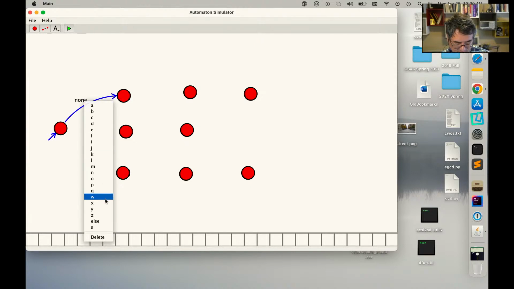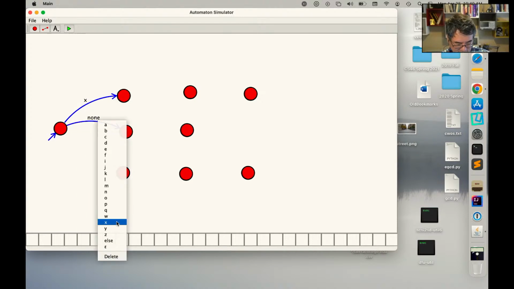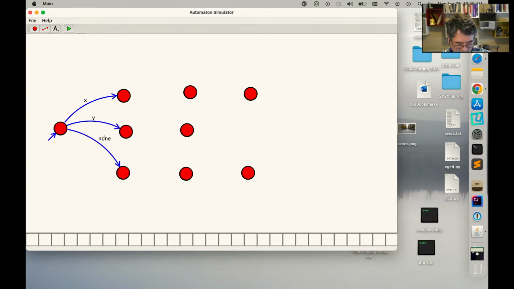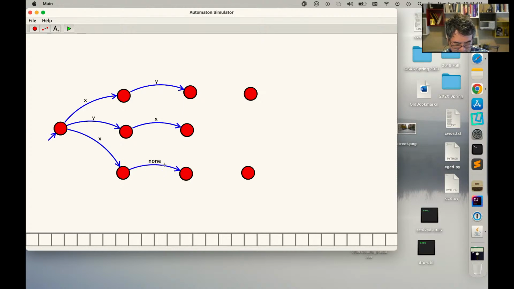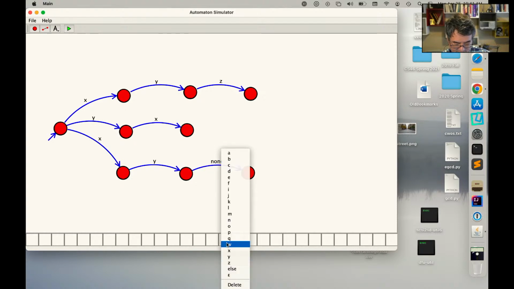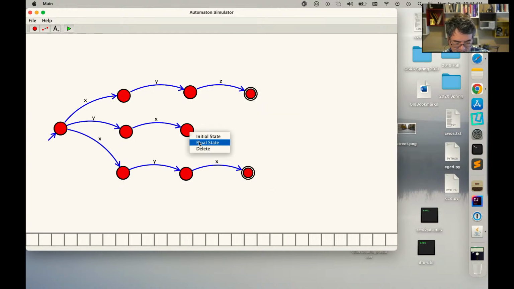So we have this one labeled X. I hope we can do this. I think we can. Get this one here, and this one is also labeled X. So we got X, Y, X on our first one, and then we have Y here, X here, and then this one is Y. And then this top one here is Z, and this bottom one is X. And this is a final, this is a final, and this is a final.